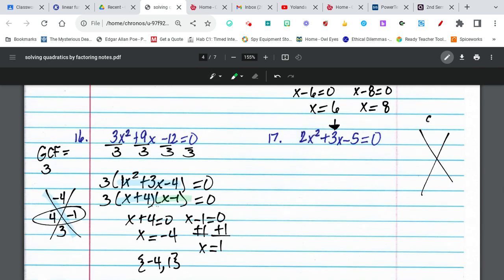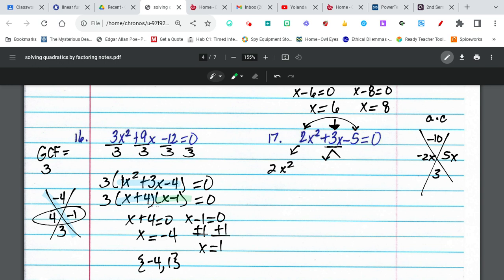So if I rewrite the middle, I have to multiply a times c. 2 times negative 5 is negative 10. And b is 3, guys. So that would be 5 and negative 2. I'm going to rewrite it this way, negative 2 and 5. But you're breaking up the middle. So that means 3x is negative 2x plus 5x. So I'm just going to bring these down.